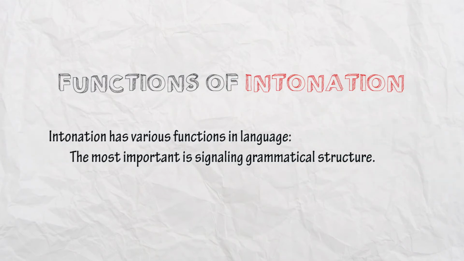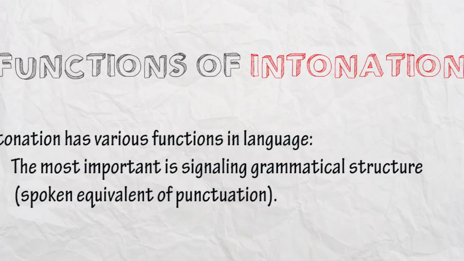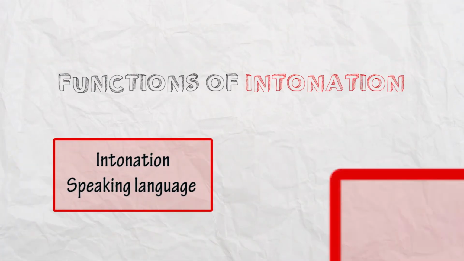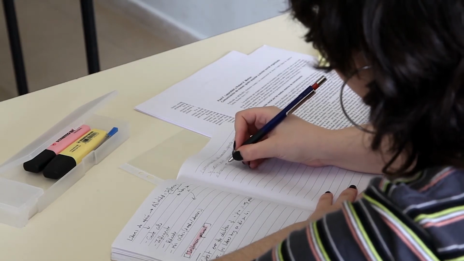Intonation is a feature of a spoken language, and it is used to signal grammatical structure. Probably the most interesting way to look at intonation is to consider intonation as the spoken equivalent of punctuation. Therefore, you could say intonation is a feature of speaking or spoken language, while punctuation is a feature of writing or written language. Why do we use punctuation marks in written language?